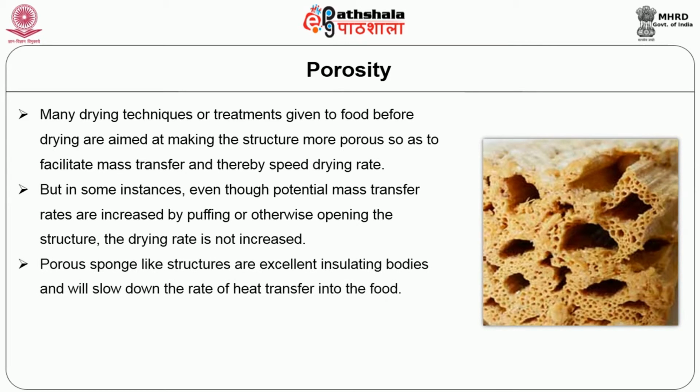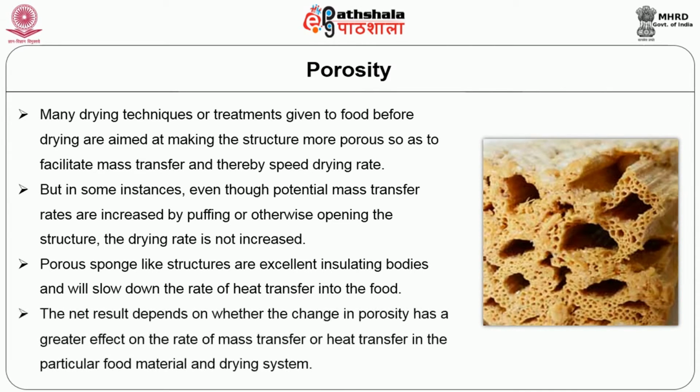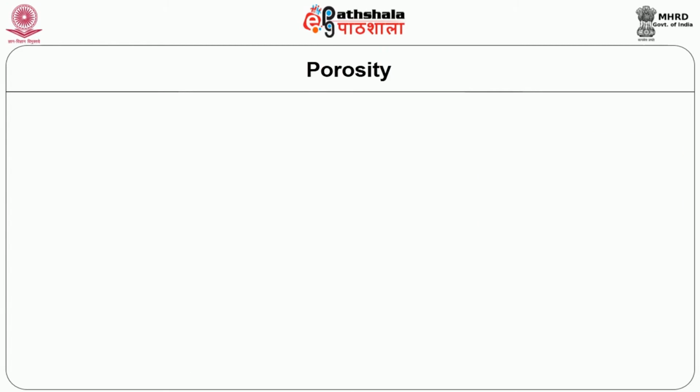Porous sponge-like structures are excellent insulating bodies and will slow down the rate of heat transfer into the food. The net result depends upon whether the change in porosity has a great effect on the rate of mass transfer or heat transfer in the particular food material and drying system.